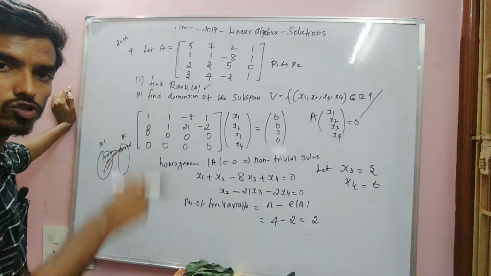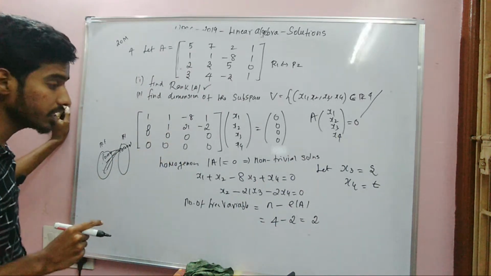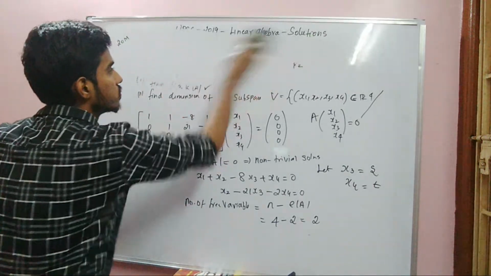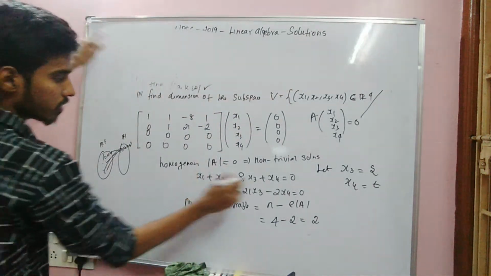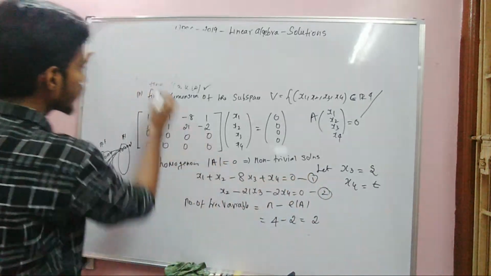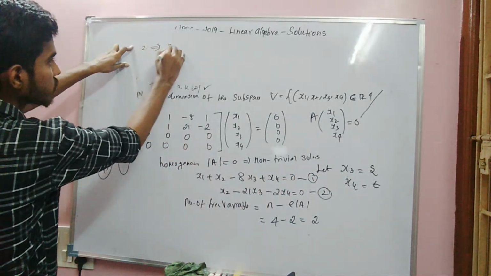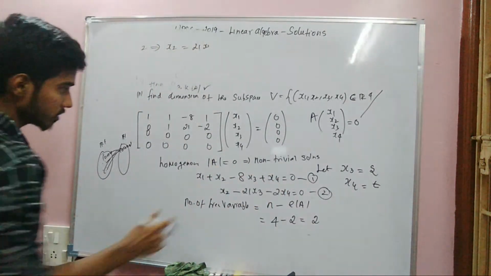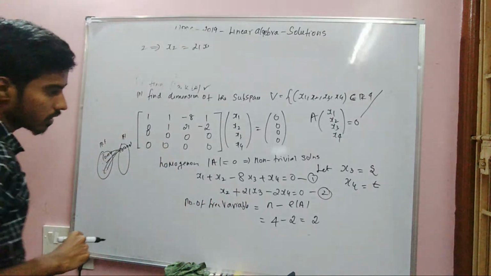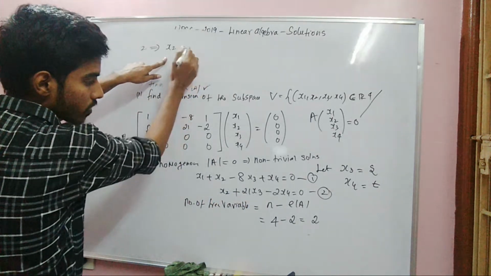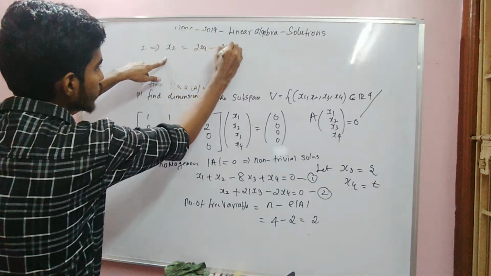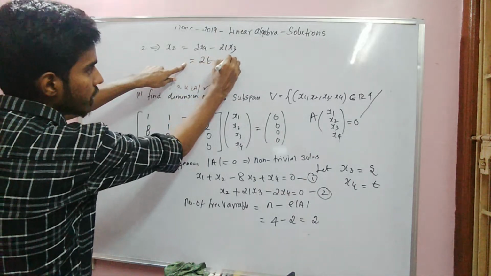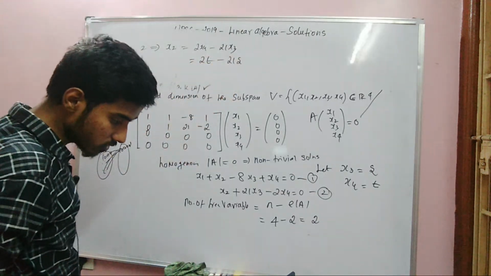So I need to find x1 and x2, right? So from this I can find x2, right? We'll mark this as 1, we'll mark this as 2. So from 2 we have x2 to be equal to, if I bring the term to this side, actually this is plus, right? x2 to be equal to 2x4 minus 21x3. We have assumed x4 to be equal to t and x3 to be equal to s. So we have 2t minus 21s.